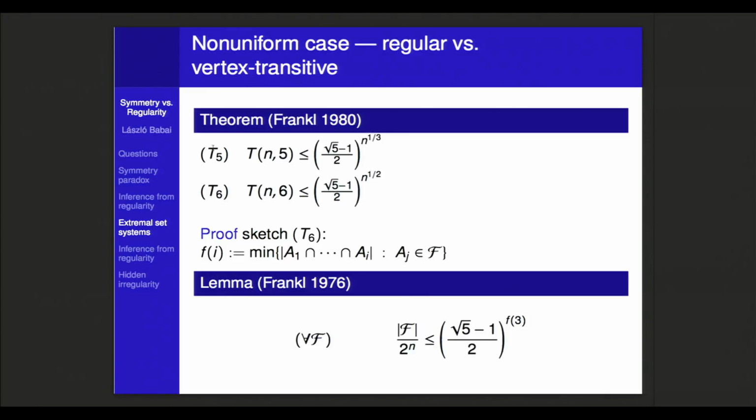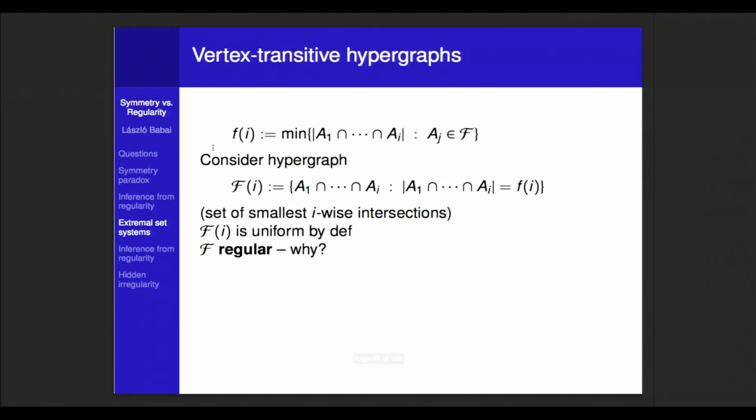of a hypergraph, no symmetry assumption here, this is true for any hypergraph, the density is not greater than this inverse golden ratio raised to the power f3, so this minimum size of the 3-wise intersections. Okay? And now, if we look at the set of all 3-wise intersections of minimum size, then this is uniform by definition because all of them that are included here are of minimum size. But it is also regular under our condition. Well, that would be a mystery, but it is regular.